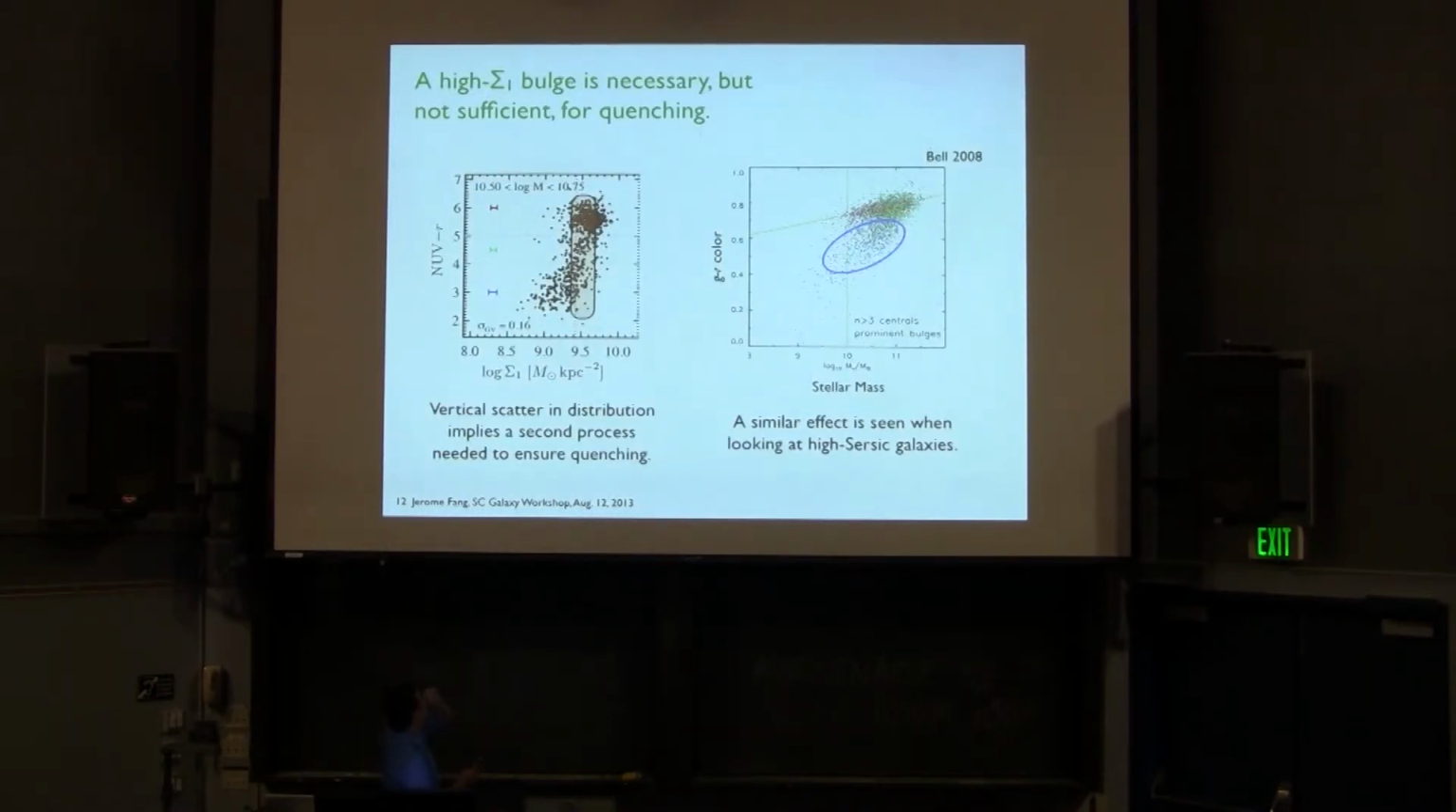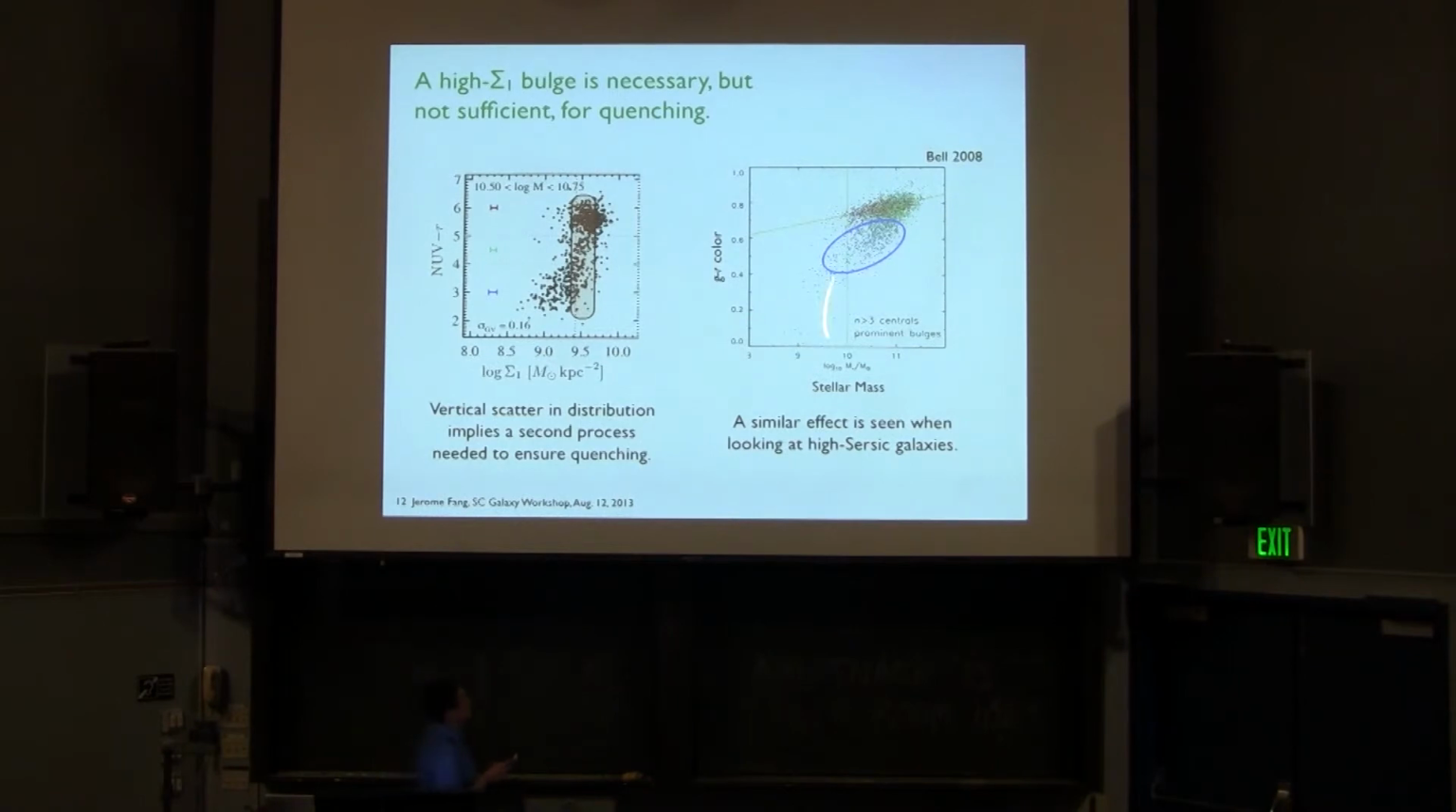Again, you might have noticed in these particular panels that having a dense bulge is necessary to quench, but it's not necessarily sufficient. There's this huge vertical scatter where at a given value of sigma 1, you can have blue things and red things, which seems to suggest that there may be a second process, not directly traced by the bulge, that is also contributing to quenching.